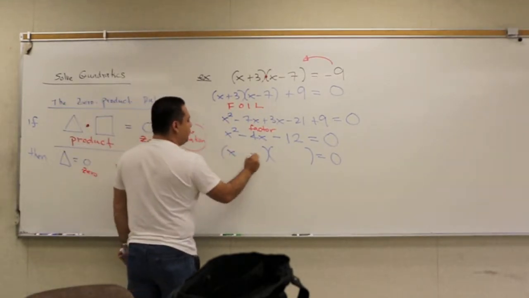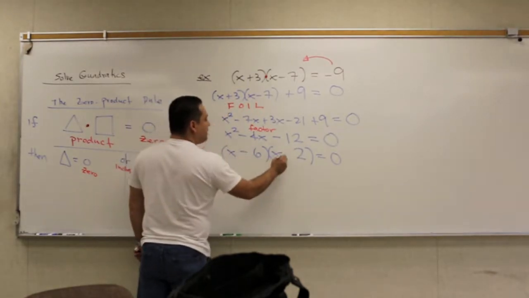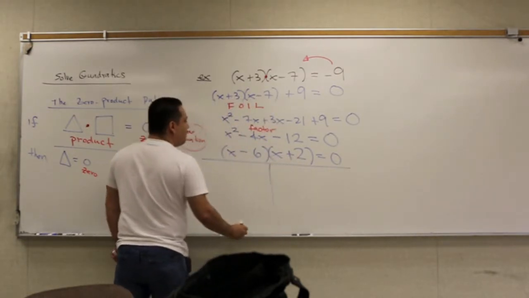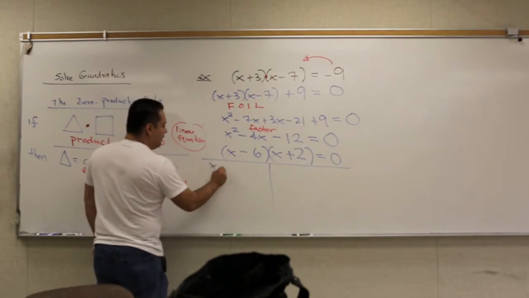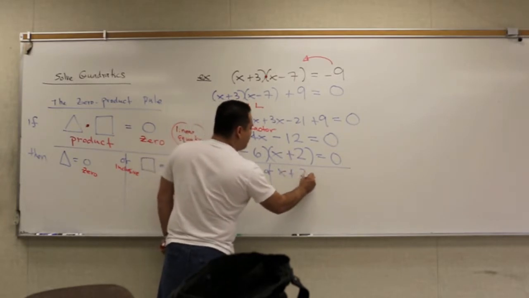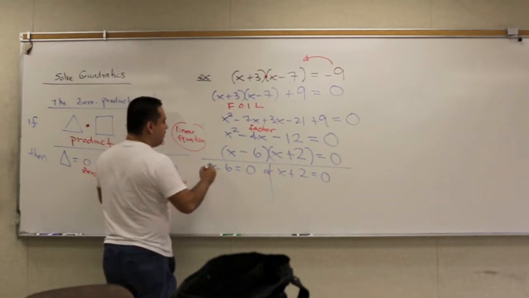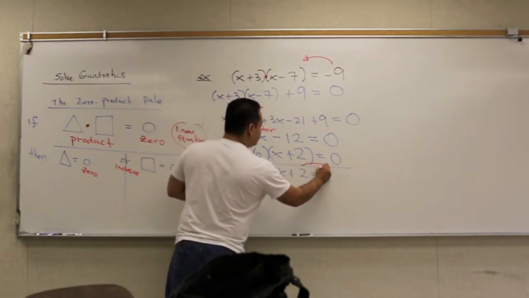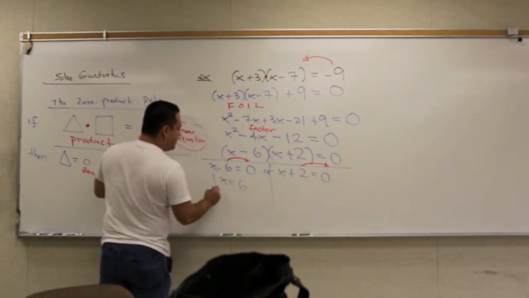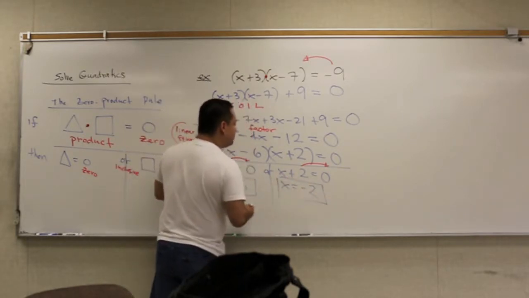So use your chicken soup. What are your values? 6 and what? 2, is that minus 6 plus 2? I think so. Okay, here we go. What does this mean by the zero product rule? It means x minus 6 is 0, right? Or it means x plus 2 is what? 0. How do you solve these linear equations? By translating. So we get x will be what? Positive 6, and then we get x to be what? Negative 2.